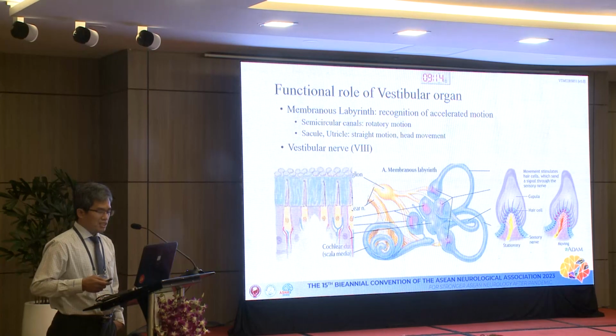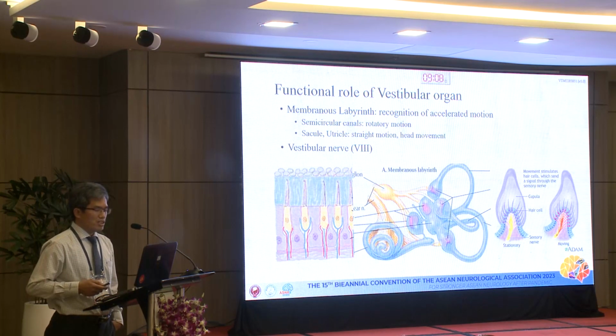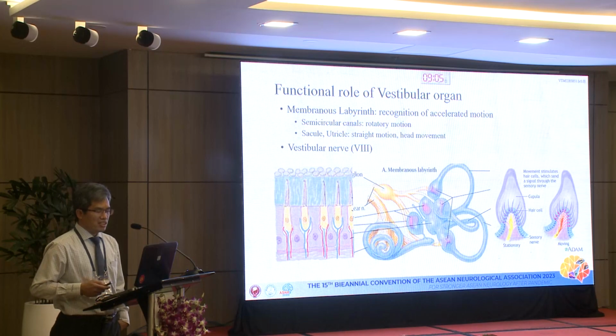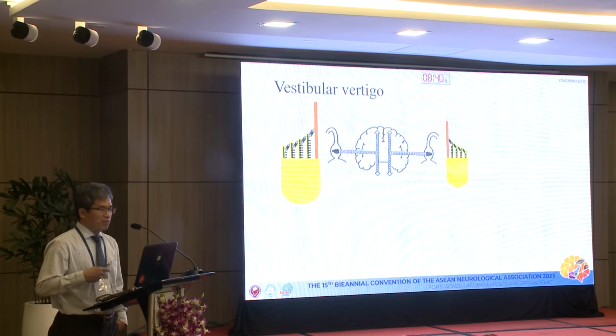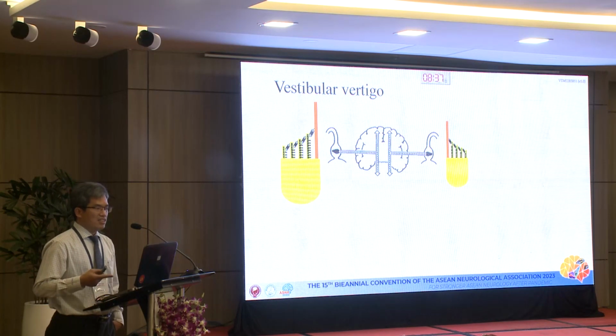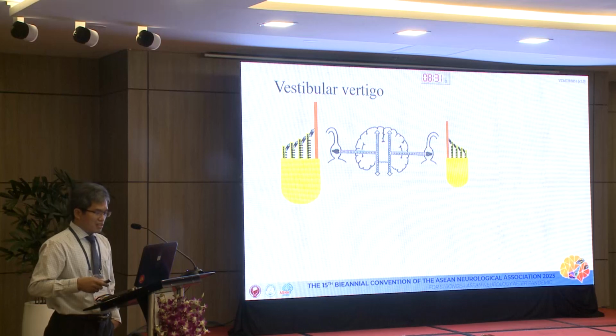It uses the semicircular canals and also the otoliths to give information about the motion of rotation or straight motion or the head position. Normally, the two vestibular organs on both sides give an actively dynamic balanced signal to the brain. It's dynamic because it depends on the position and the movement of the head, and it appropriately sends the signal to the brain, so we can sense our motion and there's no vertigo.